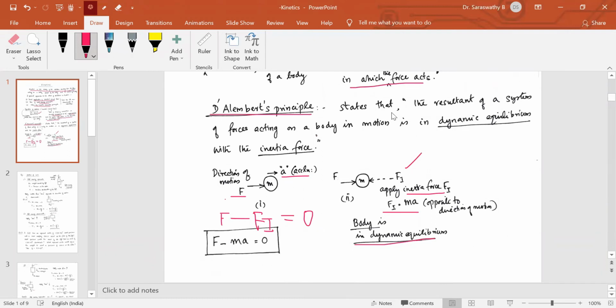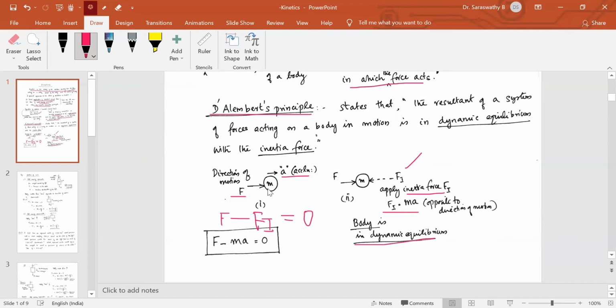Now I will state it. D'Alembert's principle states that the resultant of a system of forces acting on a body in motion is in dynamic equilibrium with the inertia force. That is, if you apply inertia force to a body in motion opposite to the direction of motion, then the system is brought to dynamic equilibrium, and the principles of statics can be used for solving the system. So this is D'Alembert's principle. This is a 3-mark question usually asked in Part A. You write the statement and illustrate it with the help of this figure.